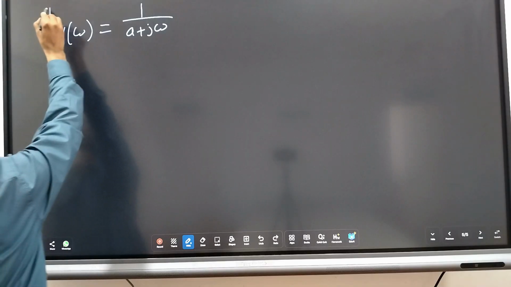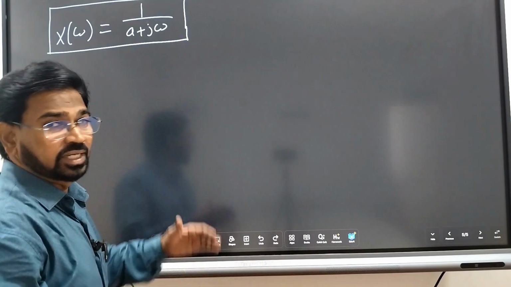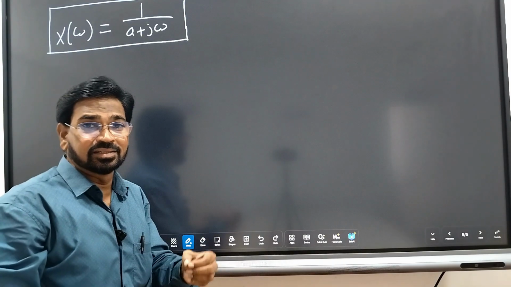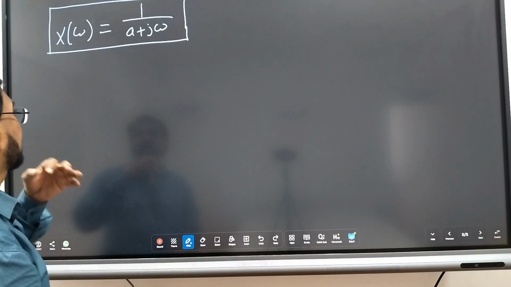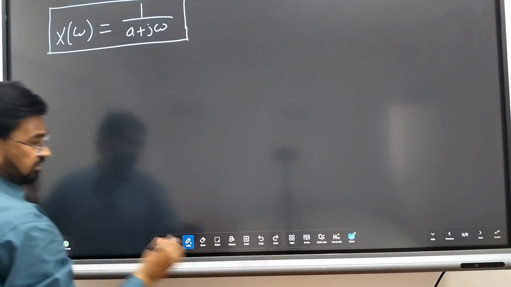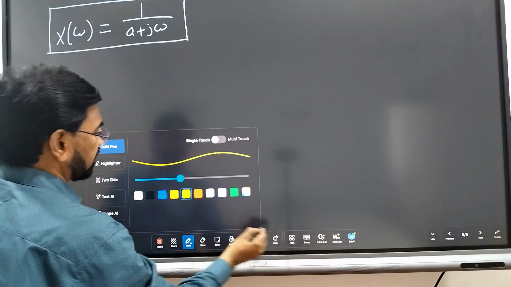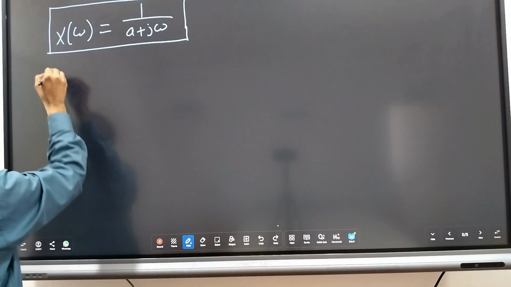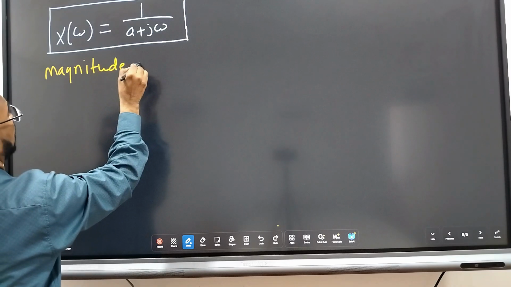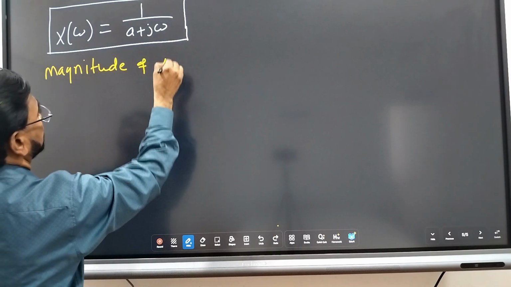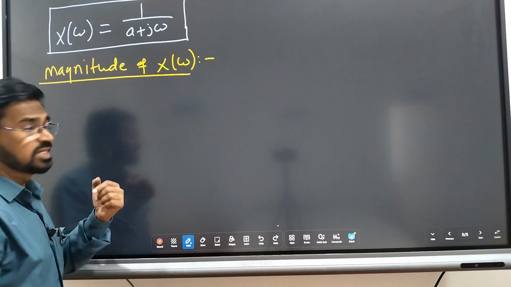So this is our Fourier transform of x of t. This term contains real and imaginary parts. To make it simple, first we'll find the magnitude of this quantity. So it will be the magnitude of X of omega, and we have a relation for this.